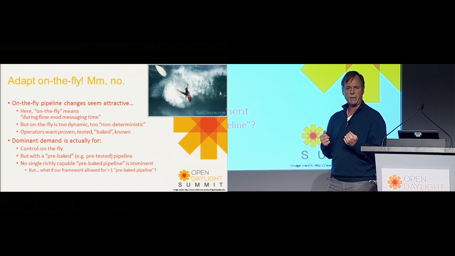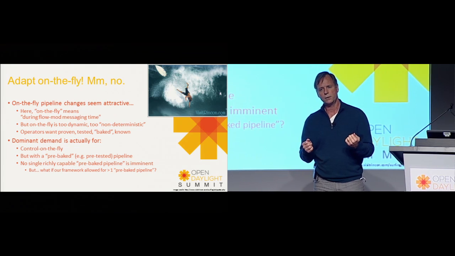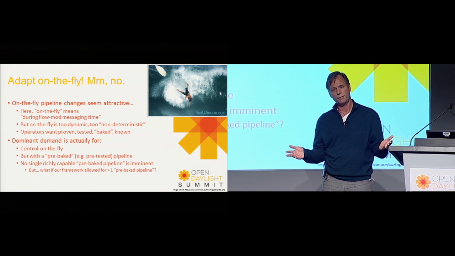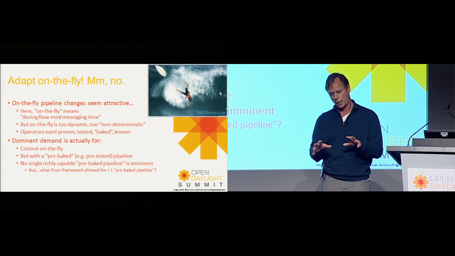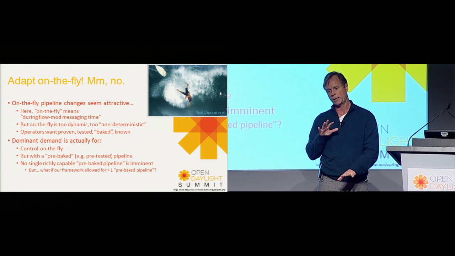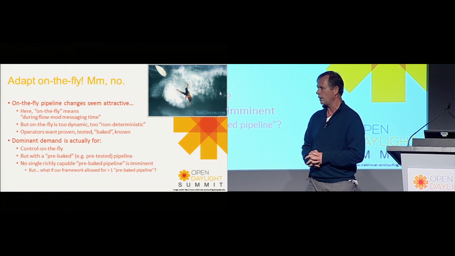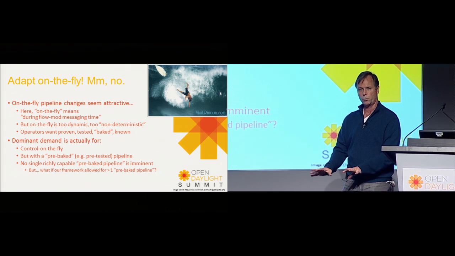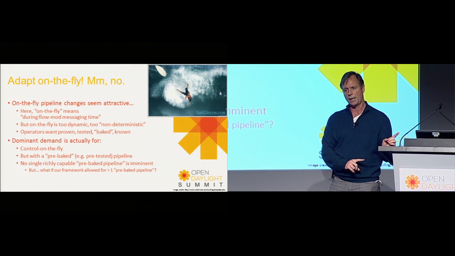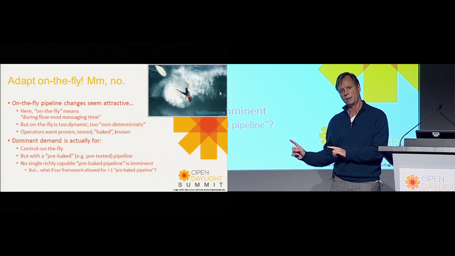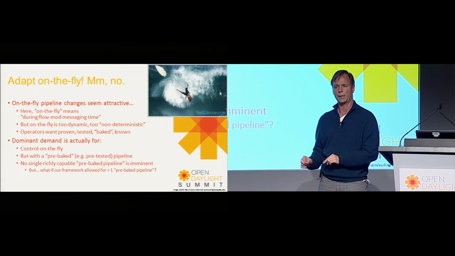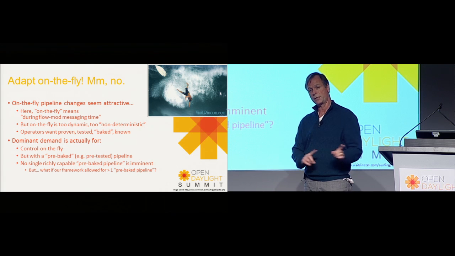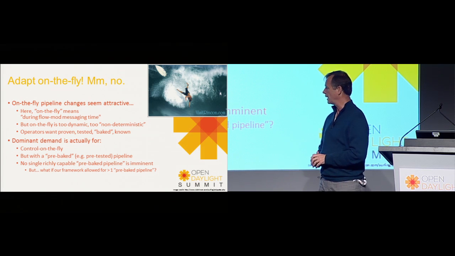The real demand in the operator space is for, I want to be able to control on the fly. So I do like the idea of SDN. I want to be able to separate my control and data and manipulate that. But I'd like to have the pipeline stable and well-defined, at least well enough defined that I was able to try it out in my lab and know that the thing I'm running in my operational network, my production network, is the same, really, as the thing I tried in the lab.